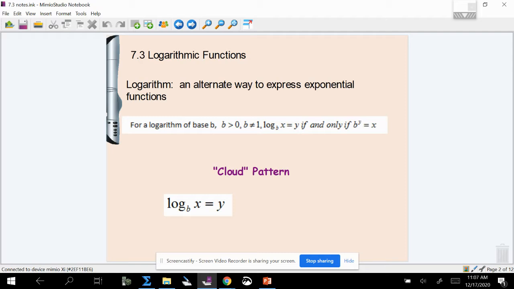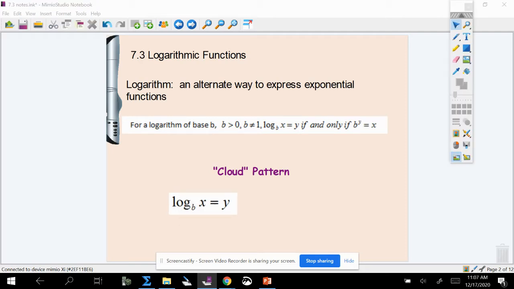A logarithm is essentially another way to write something that is an exponential function. So we want to think of logarithms and exponential forms as going hand in hand. When we look at a logarithm, I often tell students to follow a cloud pattern. What I mean by that is when you look at a logarithm, this number here, the b, is referred to as the base. So that base is going to be taken to this power, getting this answer. So we're going to say that the base b to the y power equals x.